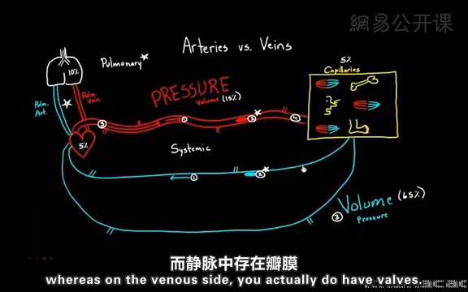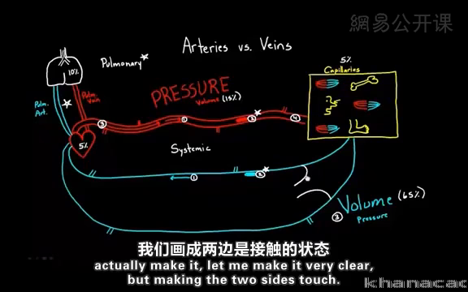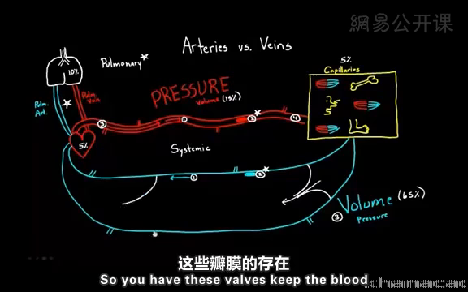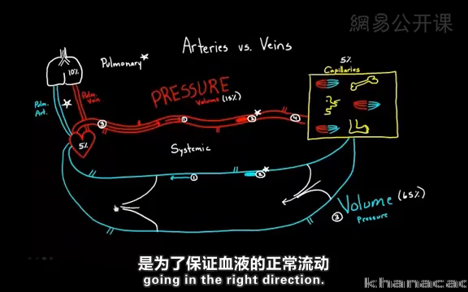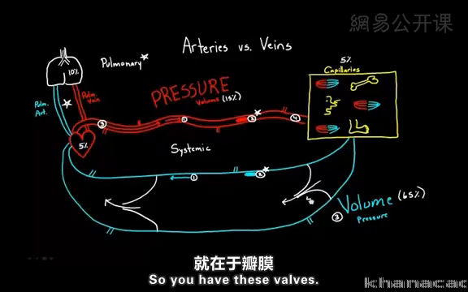Whereas on the venous side, you actually do have valves. You have these valves that come together. Actually, let me make it very clear by making the two sides touch. And the blood kind of goes through like that. So you have these valves that keep the blood going in the right direction. So that would be the fourth point of difference between the two. So you have these valves.